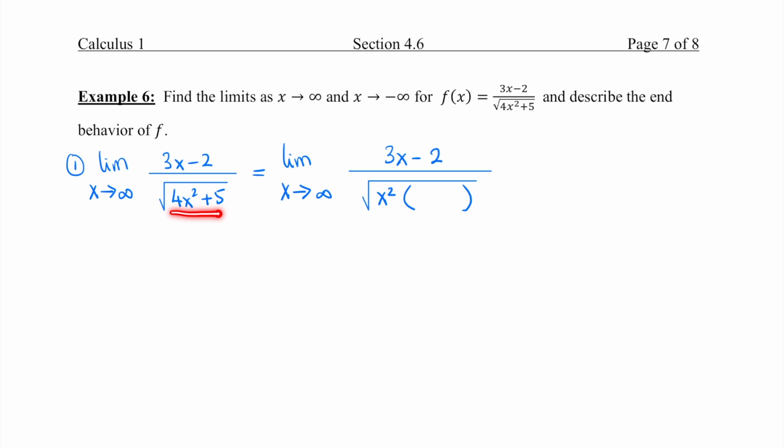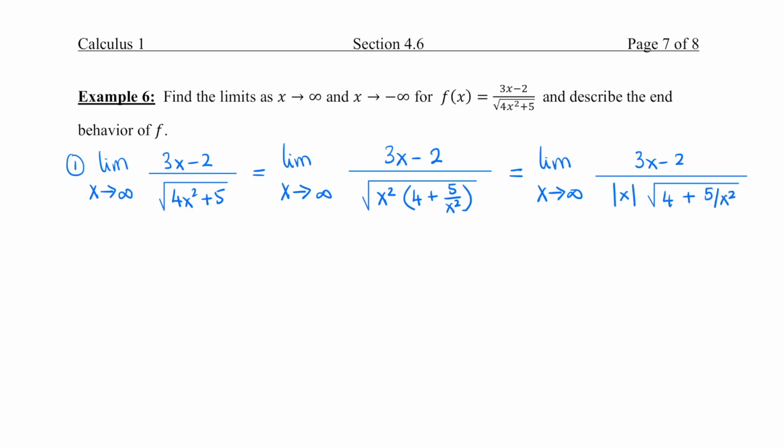I have 4 plus 5 over x squared left inside. Next, I am going to take the square root of x squared. Square root of x squared is absolute value of x. This is a very important step. Do not change square root of x squared into just x automatically. It is really absolute value of x.